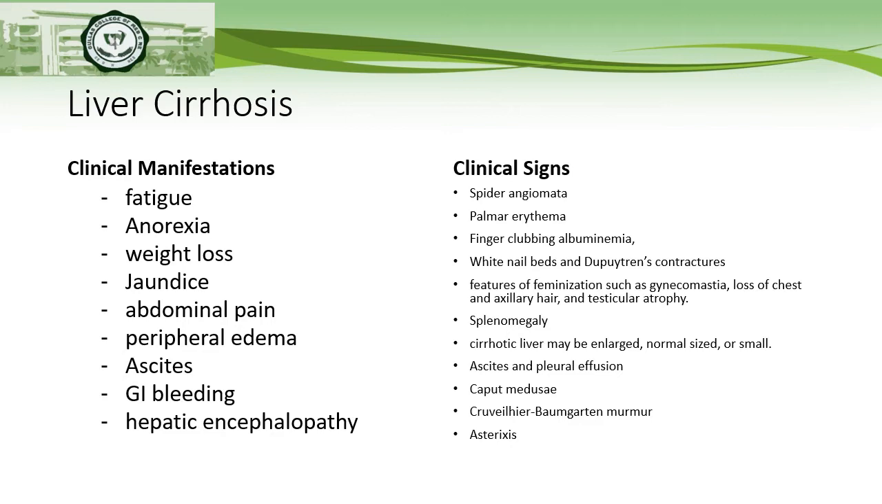Ascites and pleural effusions can be seen with fluid accumulation. Portal hypertension can manifest as caput medusae and/or the presence of a Cruveilhier-Baumgarten murmur, a venous hum that can be auscultated in the epigastrium, resulting from collaterals between the portal system and the remnant of the umbilical vein.